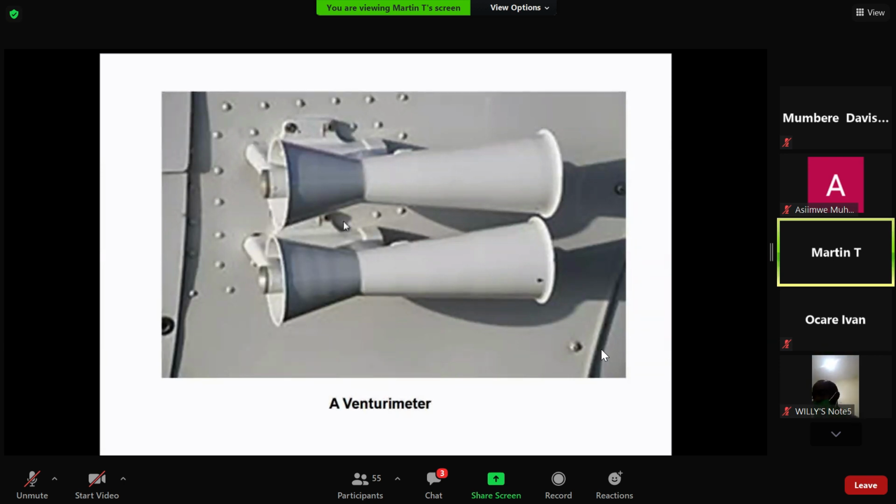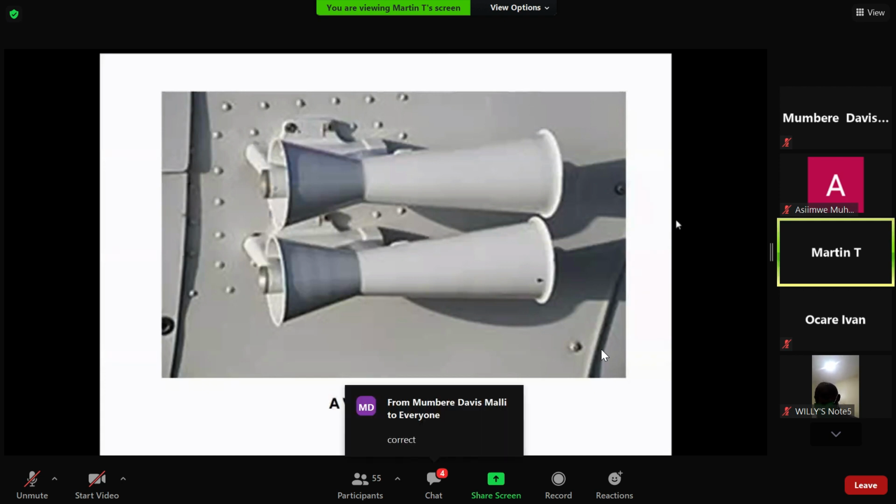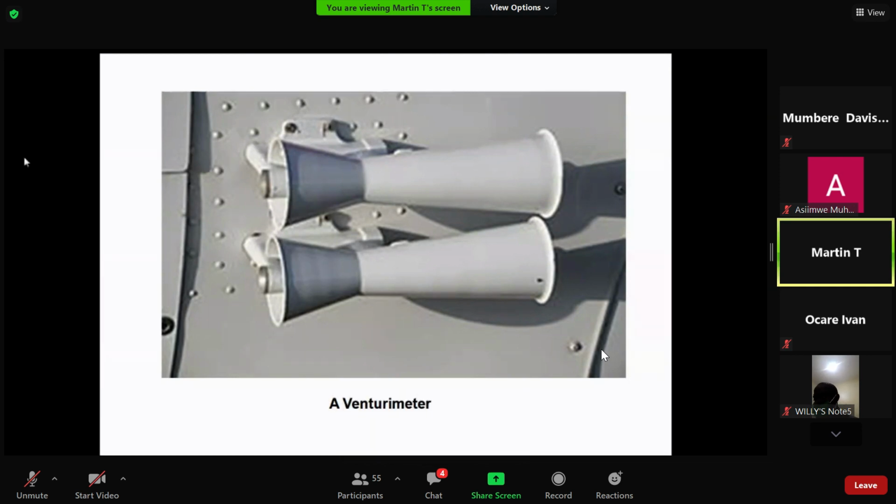That's the picture of a venturimeter. So we have a pipe connection to the left and a pipe connection to the right. At the left-hand side, water comes in, and then the cross-section area of the flow is reduced so that you cause a pressure drop. It's reduced so that you create a pressure change.